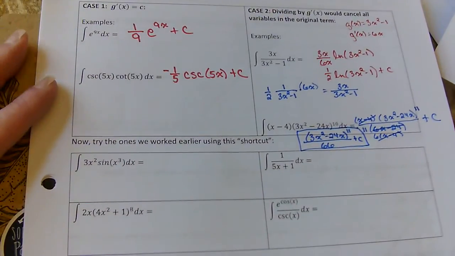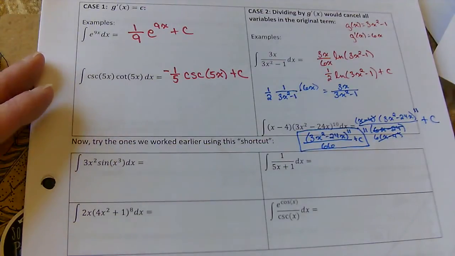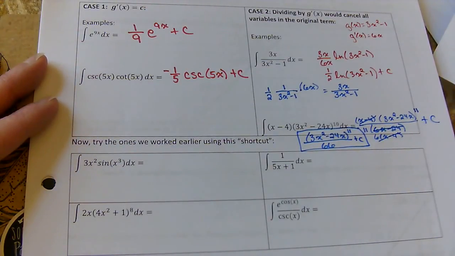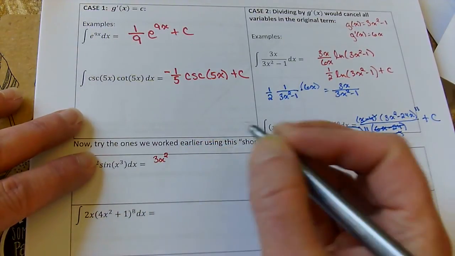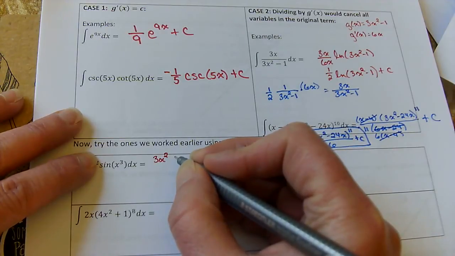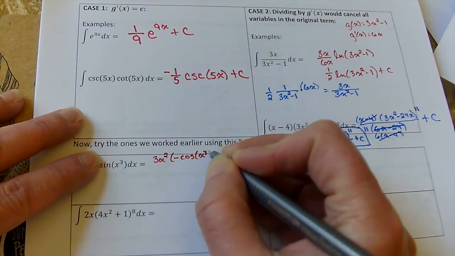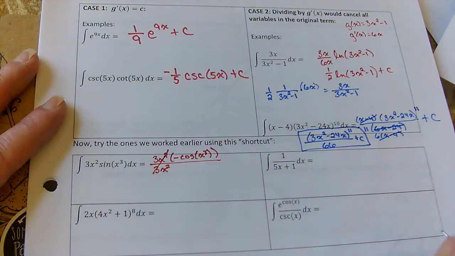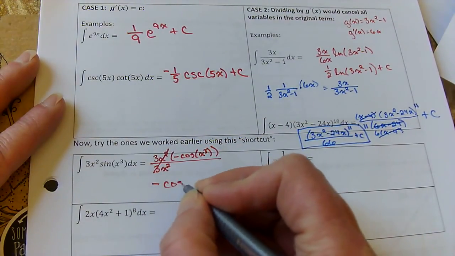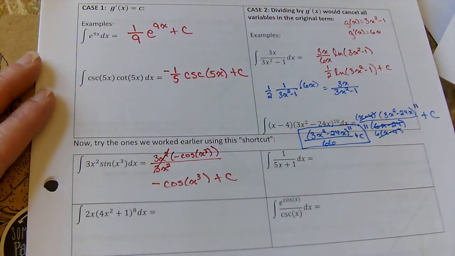Now let's use the shortcut on some of the ones we did earlier. 3x squared times sine of x cubed. Well, the 3x squared, the antiderivative of sine is going to be, well, negative cosine of x cubed divided by the derivative of x cubed. We're left with negative cosine of x cubed plus c. So it does kind of work.